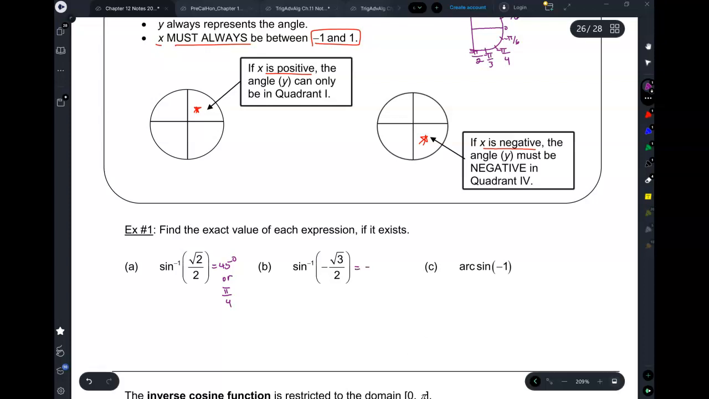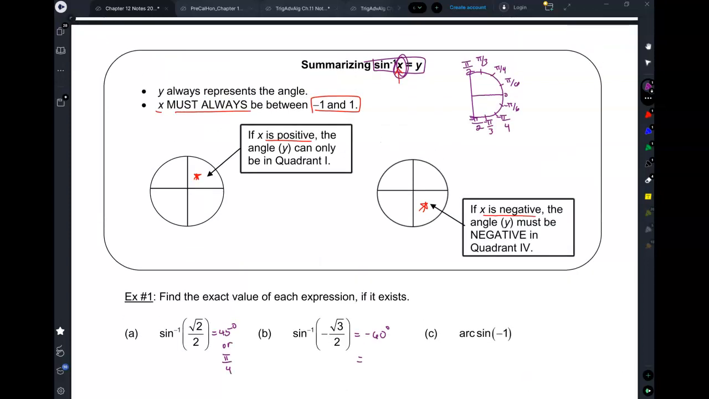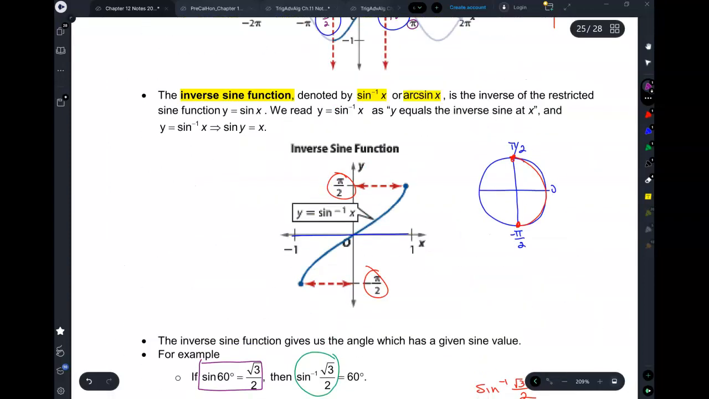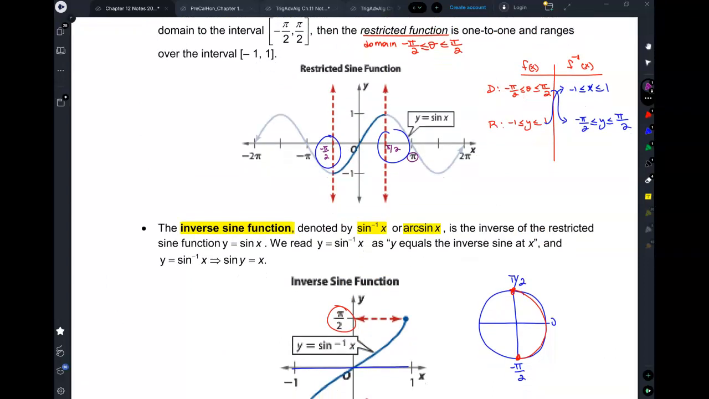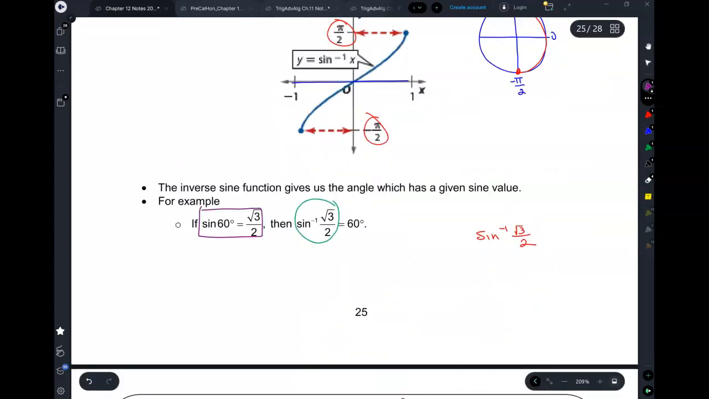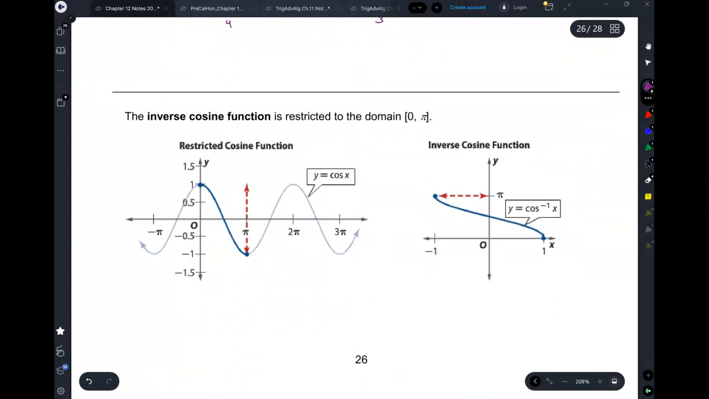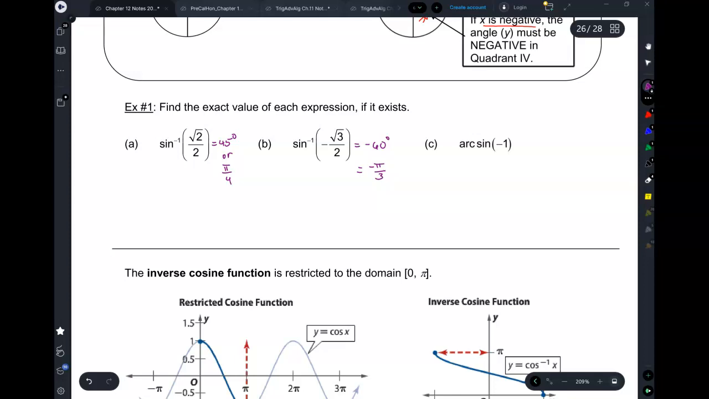Negative 60 degrees. No, because 330 is not here, right? So I'll show you. This will be negative pi over 3. So look, if you go back here, this is negative pi. So negative 60 is somewhere here, right? Negative 330 is somewhere here. Do you see how it's outside of the domain? So if x does not fit, the answer is just that x does not exist. But for this one, it does exist.